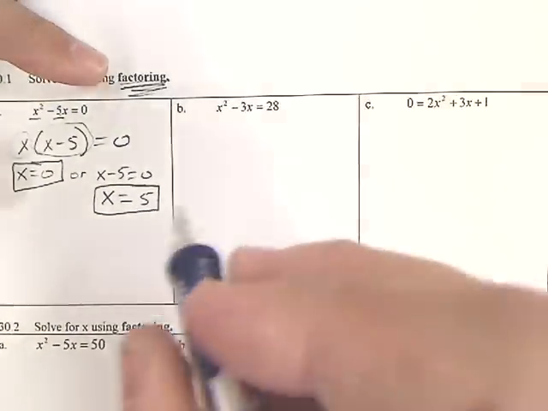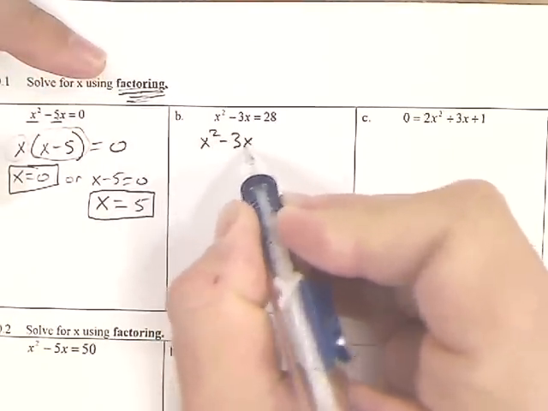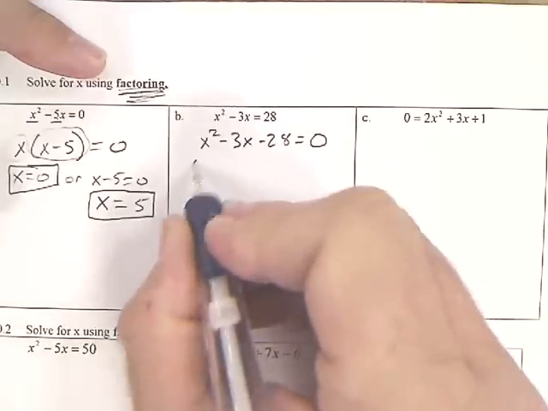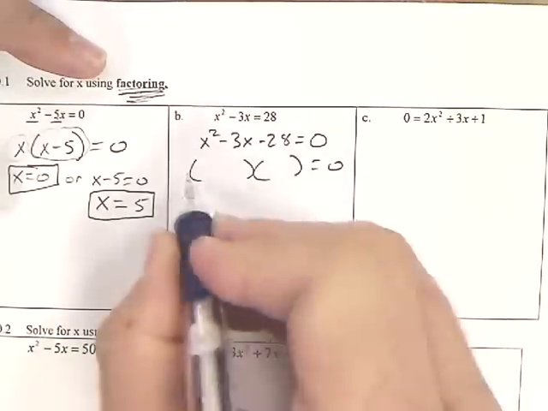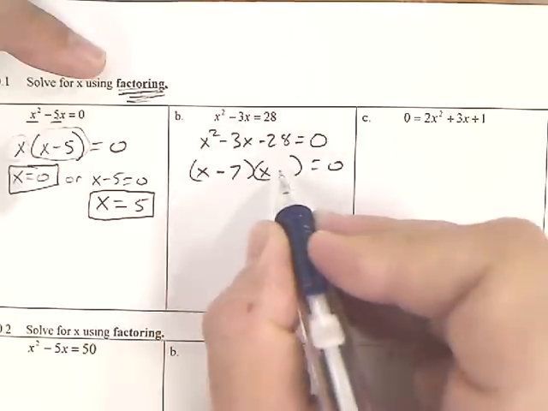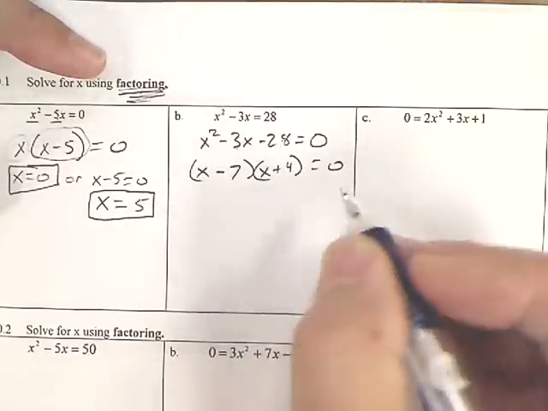But to use the zero product property, you always have to have it equal to 0. So it's x squared minus 3x minus 28 equals 0. So then I factor it. This is the quick, easy factoring. Minus 7 and plus 4. Two numbers multiply together to be that guy, add together to be that guy.